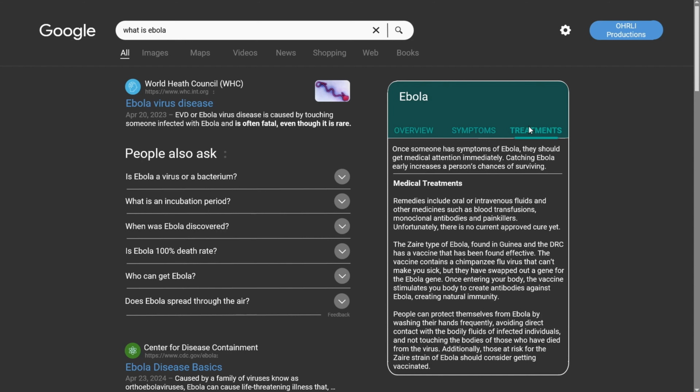Treatment of Ebola relies on giving the patient fluids orally and intravenously, and in some cases blood transfusions and injecting antibodies can help. However, there is no approved cure yet. The type of Ebola commonly found in Guinea and the DRC has an effective vaccine. It works by switching the genes of a chimpanzee flu virus with ones from Ebola, which allows the immune system to prepare for the pathogen by constructing antibodies.